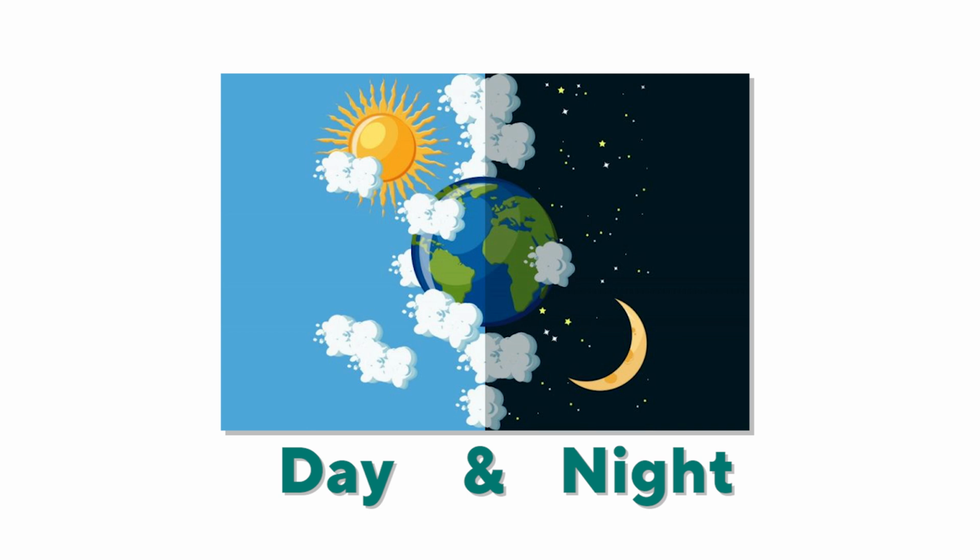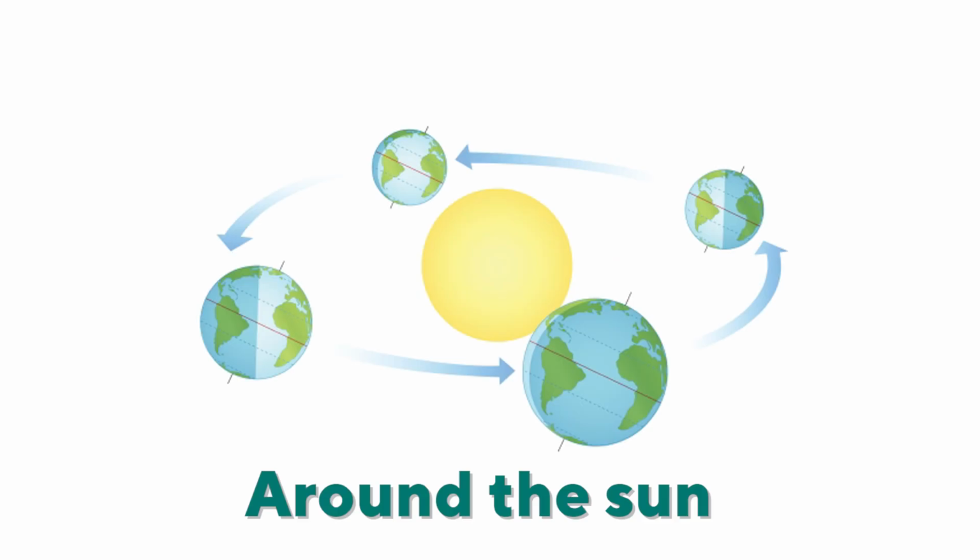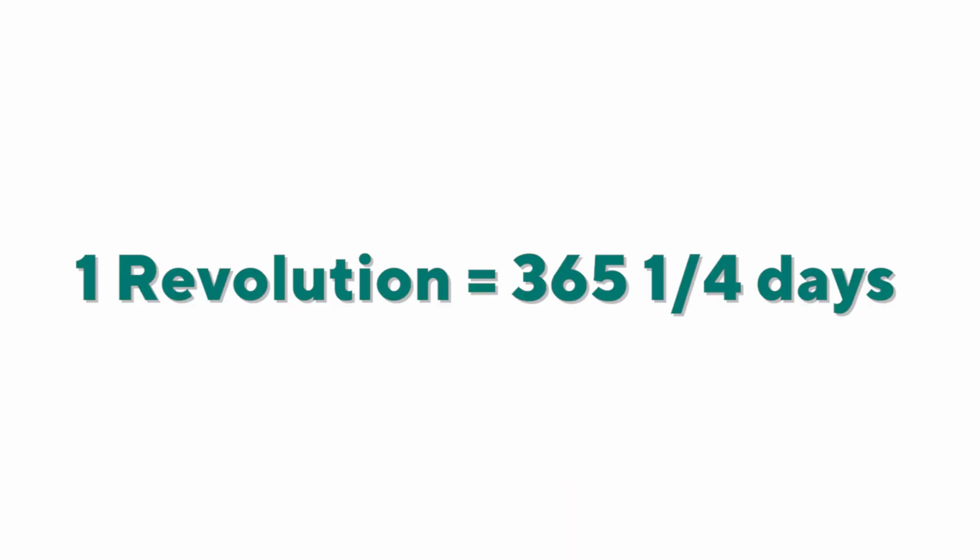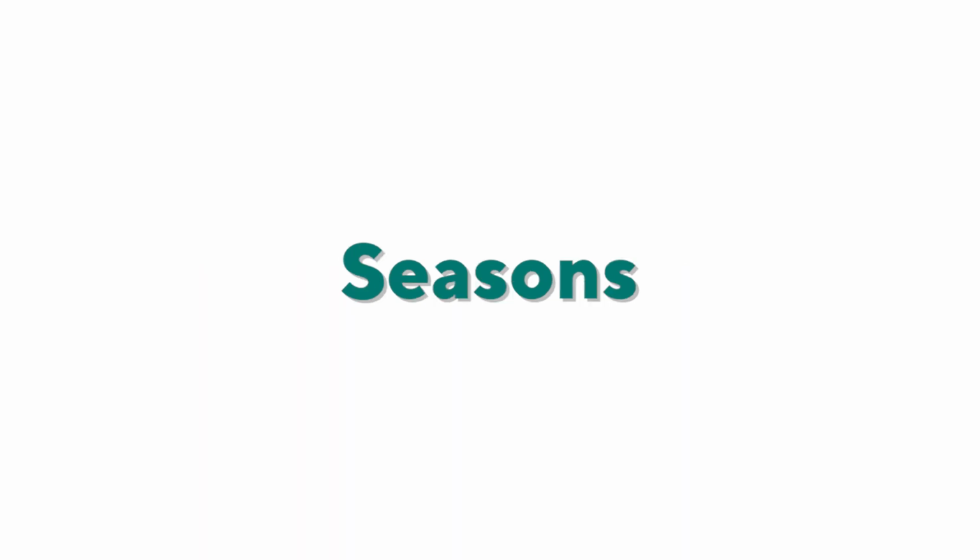It's nighttime for them. Let's look at revolution now. The Earth goes around the sun in a fixed orbit. That movement is called revolution. It takes around 365 days for the Earth to complete one revolution. Revolution is what causes seasons.